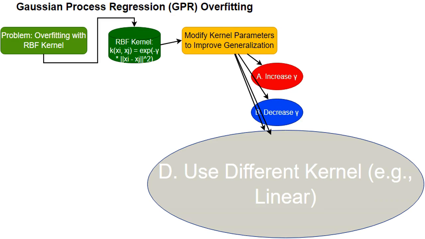Switching to a simpler kernel like the linear kernel reduces model complexity. Linear kernels often avoid overfitting, especially with high-dimensional data, giving the benefit of simplicity. It's like changing tools to use the right one for the job.